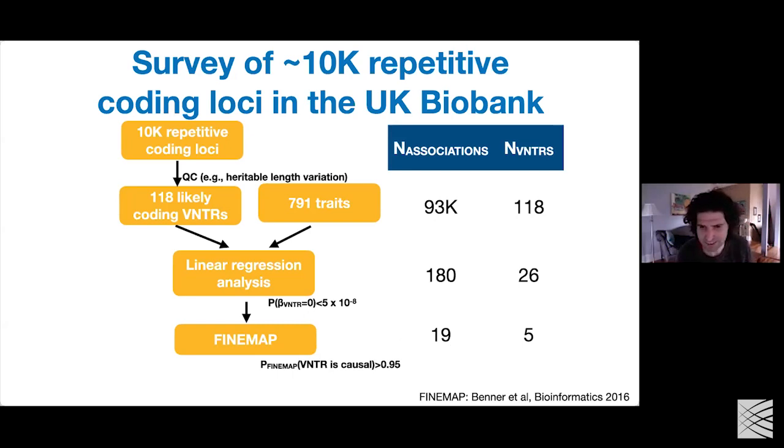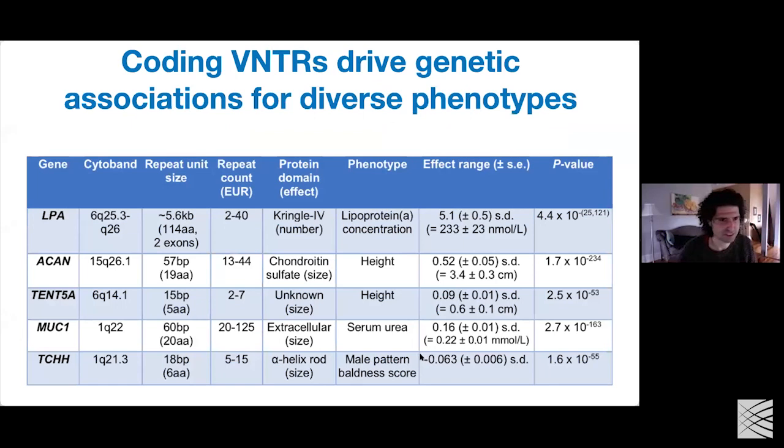In most of the instances, the VNTR had the strongest association at the locus, beating all nearby SNPs and indels. Fine mapping is just a little bit easier in this situation because the variants are so multi-allelic. They are generally not well tagged by the nearby biallelic variants. And so these are the associations we found.